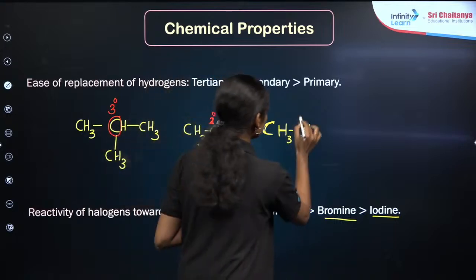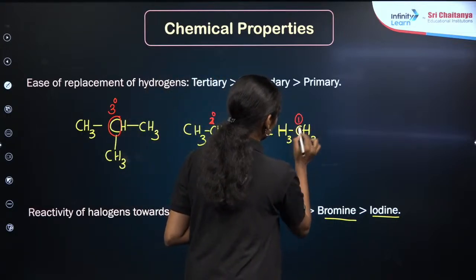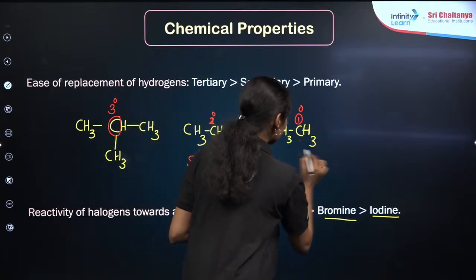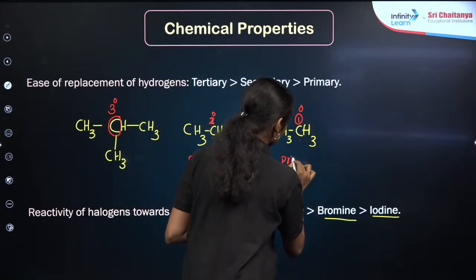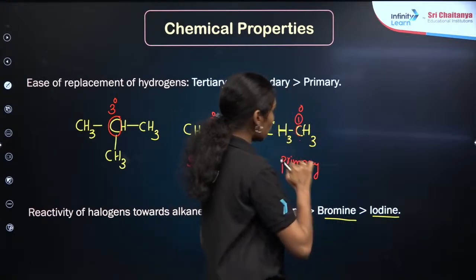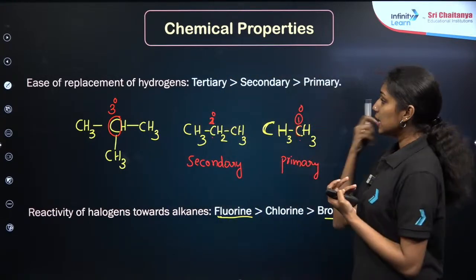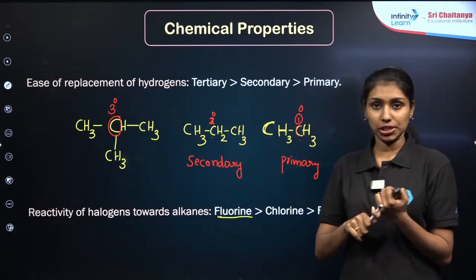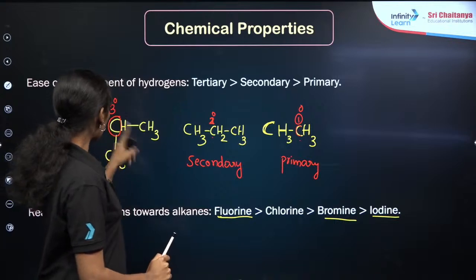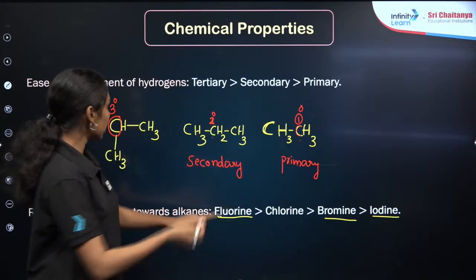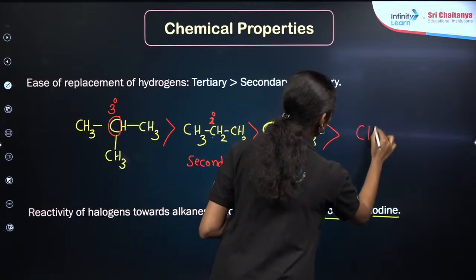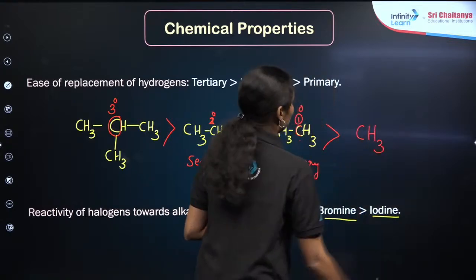Now, if I am considering this carbon, it is connected to only 1 carbon, right? So I can call this the primary carbon, and these 3 hydrogens are known as primary hydrogens, right? Only this carbon. So if you are talking about the replacement of hydrogens or halogenation with different types of compounds, you can say that tertiary hydrogen will be replaced more easily than secondary, then primary. Then one more possibility is there, the methyl group, right? Methyl.